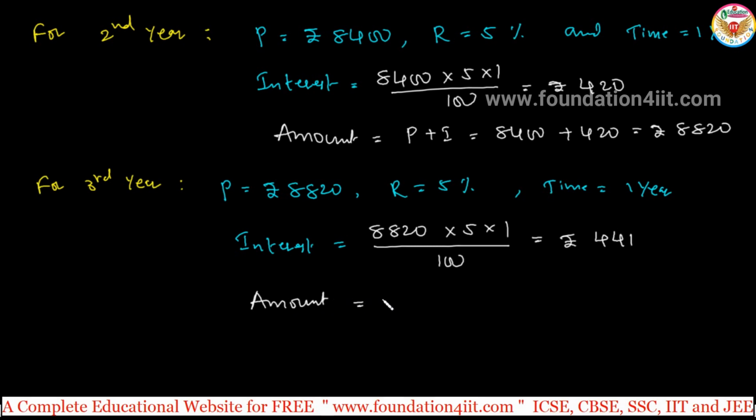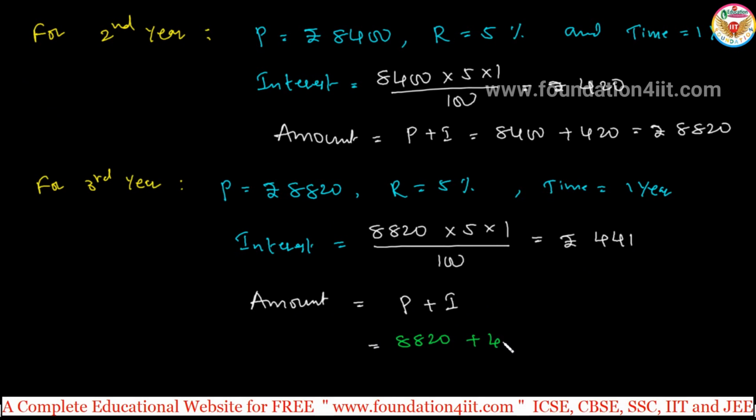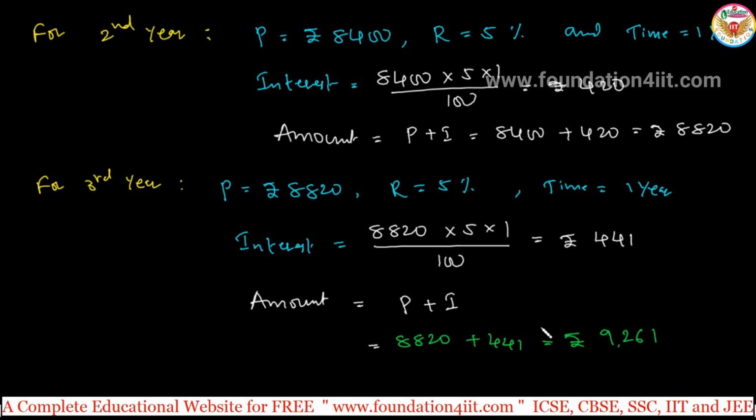So at the end of the third year, amount is again P plus I. So third year principal plus third year interest total. That is 8,820 plus 441. You can simplify, that is 9,261. Right. So final, at the end of the third year, the final amount is 9,261.